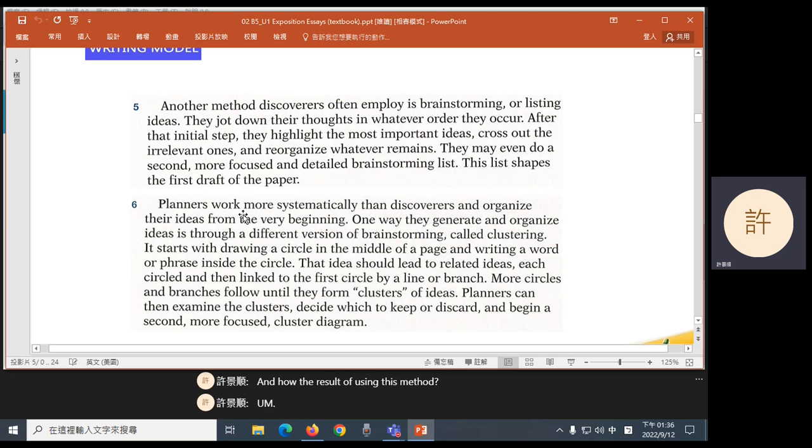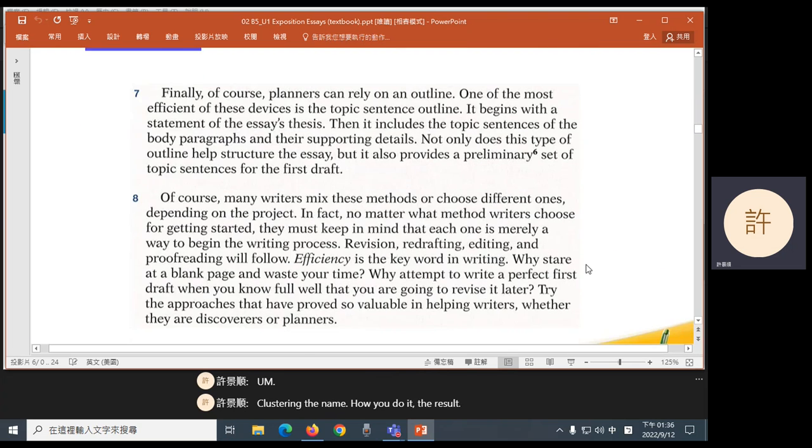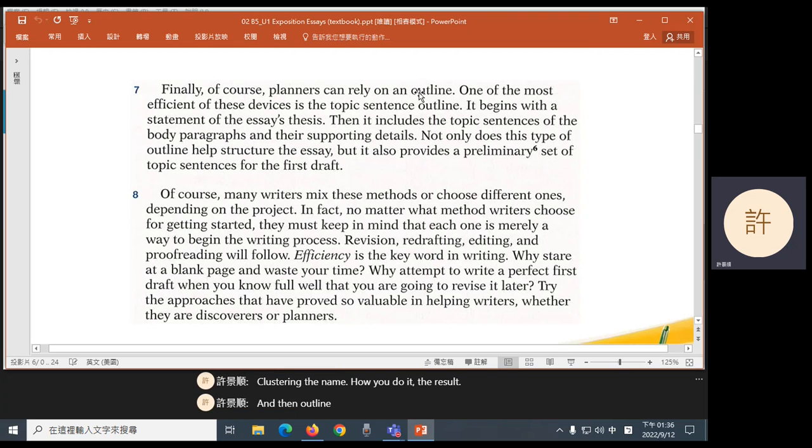Clustering, the name, how you do it, the result. And then outline, name. And then it gives one kind of outline, the topic sentence outline. This is the name. It tells you how to do it, and then tells you the result of doing this.